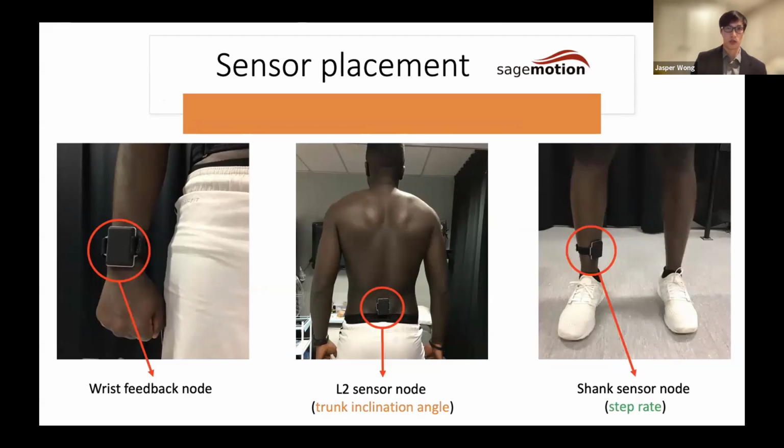In total, we used 3 sensors. The sensor worn on the wrist provided the haptic feedback, so it would vibrate when the participant was not meeting the target threshold. We had a sensor on the lower back at the L2 level, which measured trunk inclination angle, and one sensor on the shank to measure step rate.